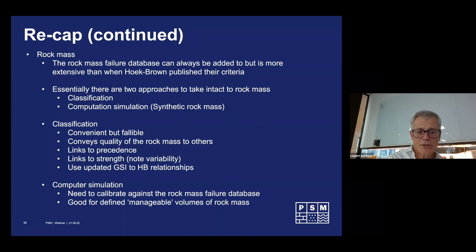Computer simulation, I think we need to calibrate it not just against our lab test data, but we should calibrate against that large rock mass failure database. And I think it's good if you've got a defined, manageable volume of rock mass. And maybe in coming years, that manageable volume becomes bigger.